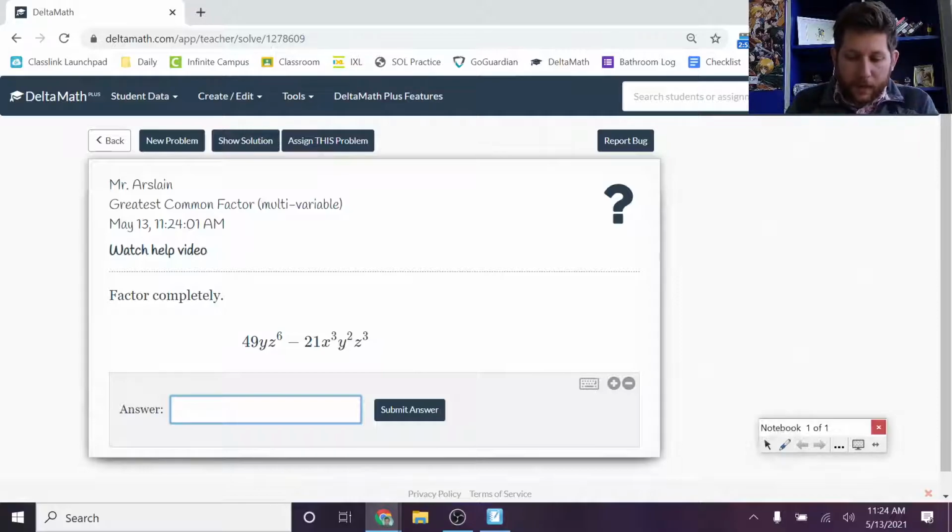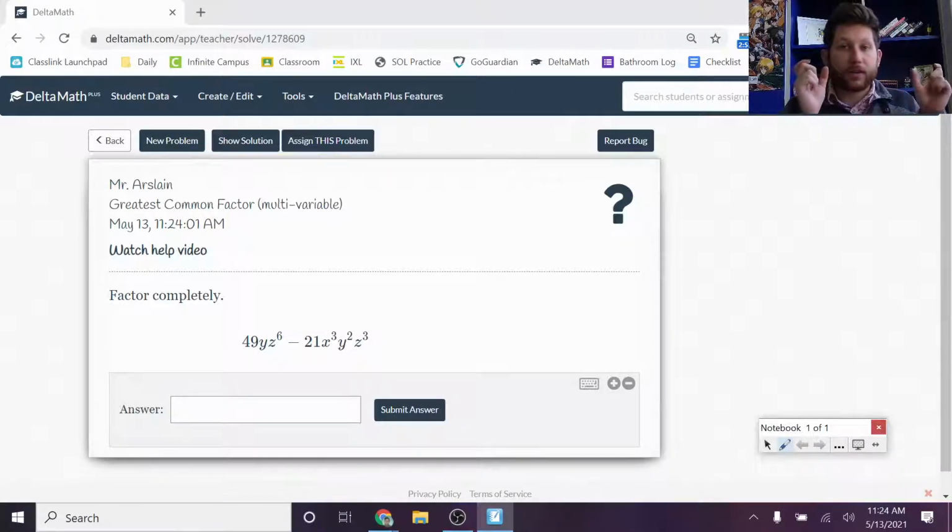So first off, we need to find the greatest common factor. We are going to do that by looking at each of the terms individually. So I'm going to consider the coefficients, the 49 and the 21. I'm going to consider the x's, the y's, and the z's, all right? And then see what is the greatest possible term for each of those that I can pull out of both of these pieces. So here we go. Let's start with the 49 and the 21.